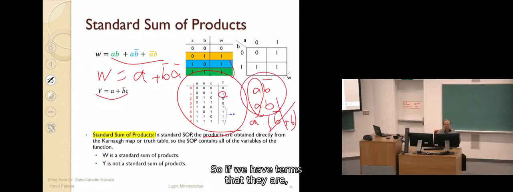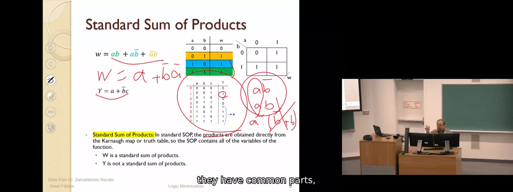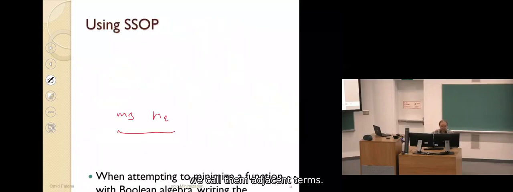So if we have terms that have common parts, but differ only by the NOT of each other, for example B, B naught, or C, C naught, then they are very good candidates to be combined, and we will simplify that. Okay? We call them adjacent terms.